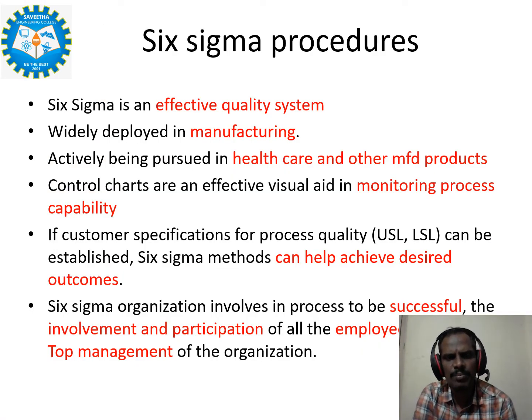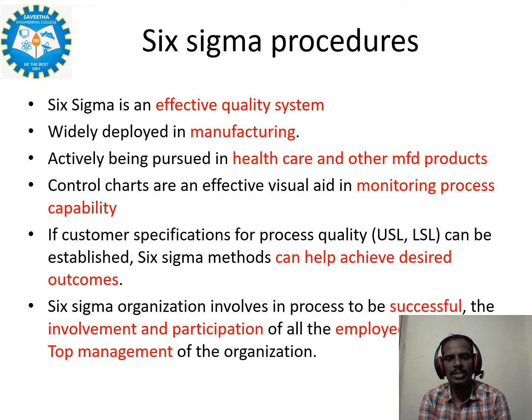Six Sigma procedure. Six Sigma is an effective quality system, widely deployed in all types of manufacturing and health sectors. Control charts are effectively used for monitoring the process through Six Sigma concepts. The customer specifications lie between the lower specification limit and the upper specification limit. Within the limit we can manufacture the product; it should not go outside the desired values.